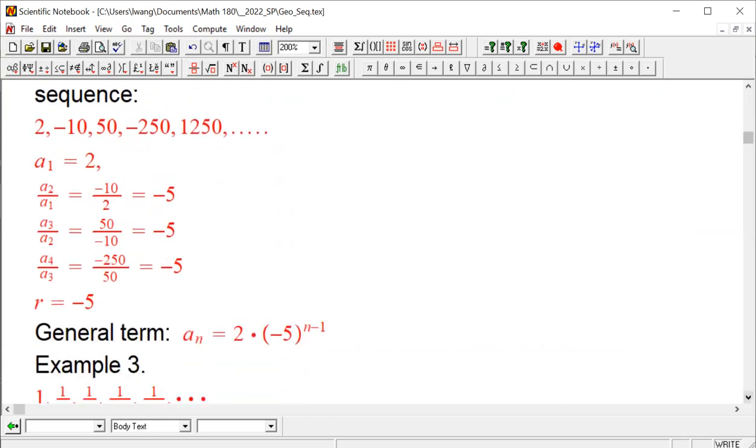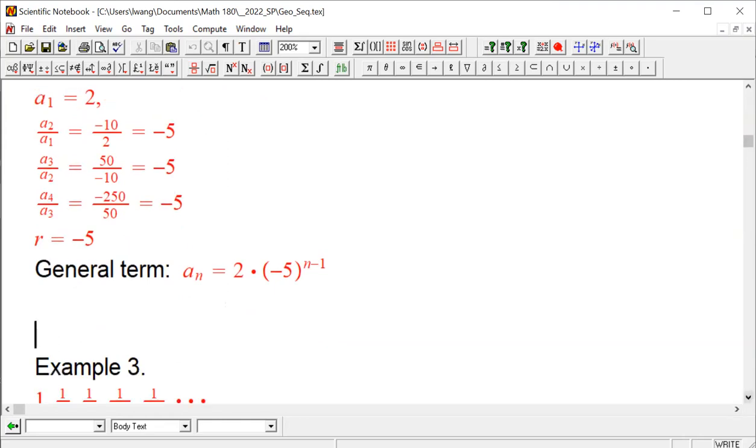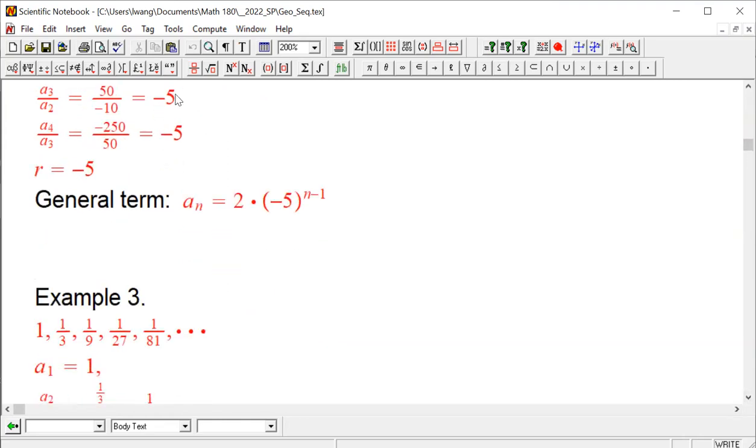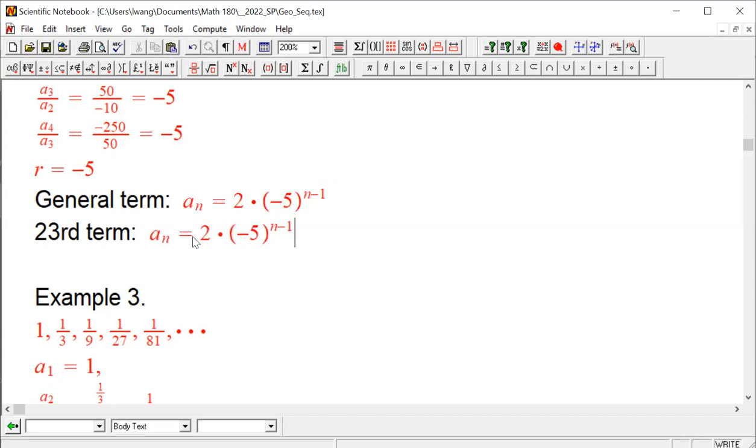And the next one, we have the general term. Say if I want to know the 23rd term, what will the 23rd term be? If I replace the n by 23, here we can do some simplifying.